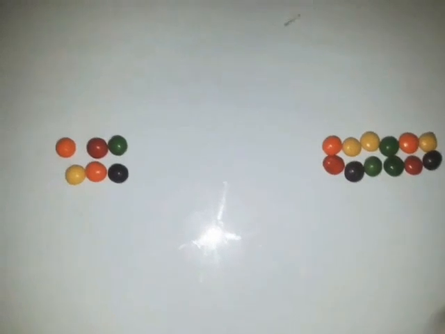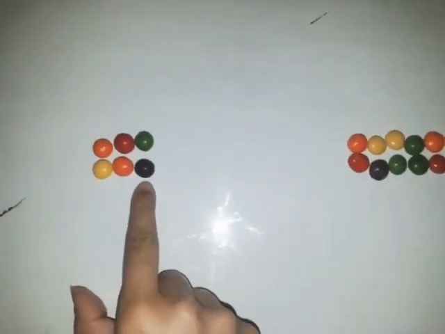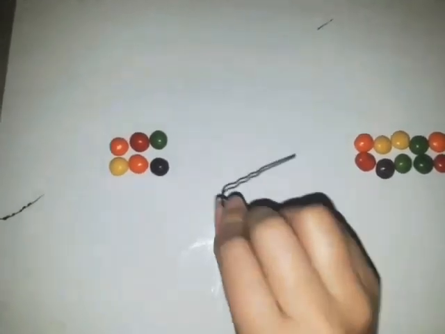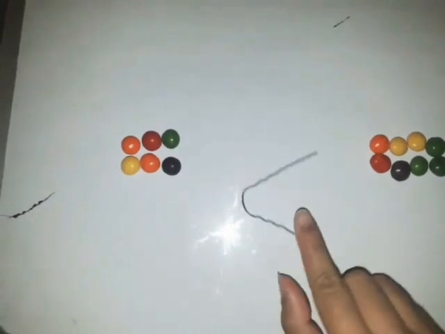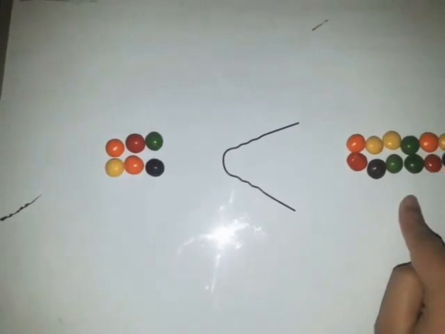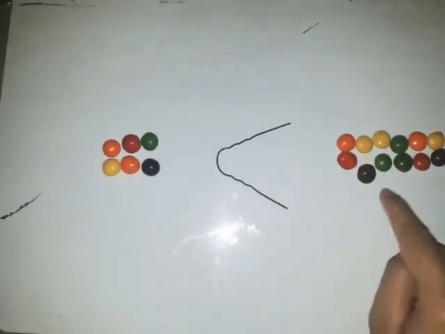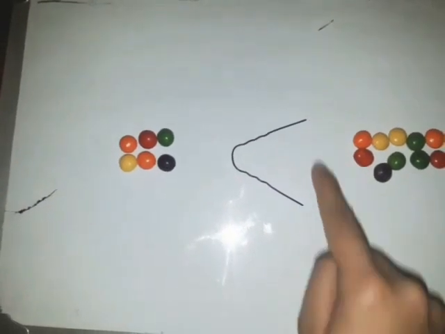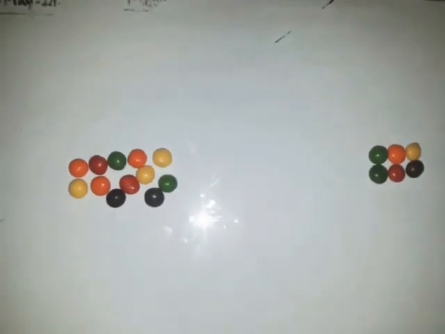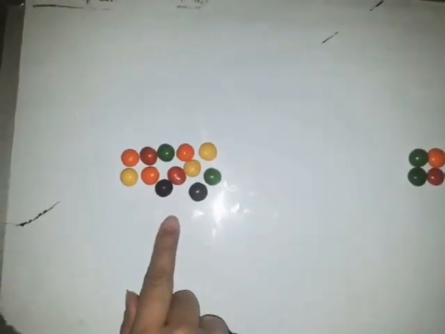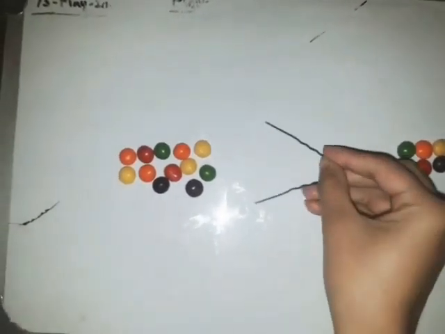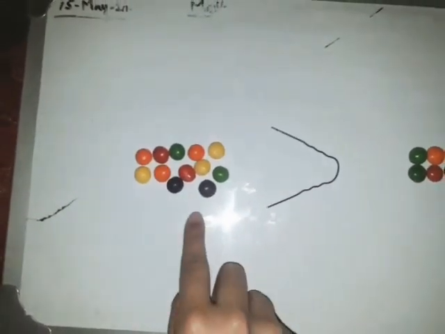Now look at here, there are only 6 beans and there are 12 beans, so which symbol will come here? This symbol, because we will always write the open side to the greater value. 12 is greater than 6, so we will write the open side to the 12. If I change the value, so I have made 12 beans here and only 6 are here, so we will put this symbol open sided to the greatest value.